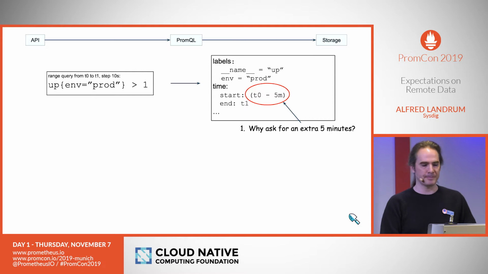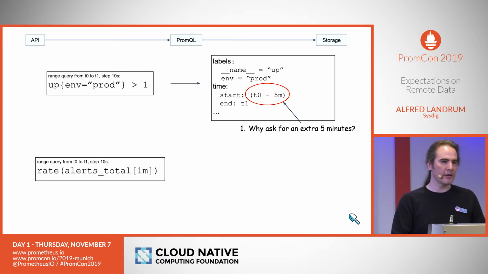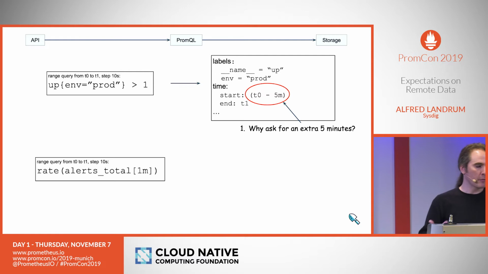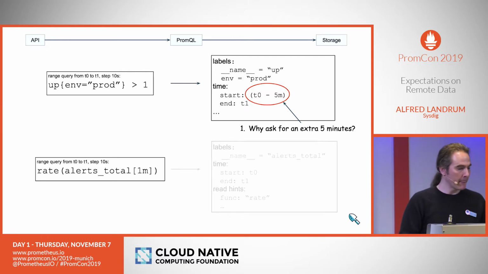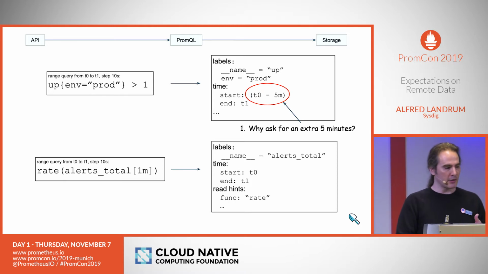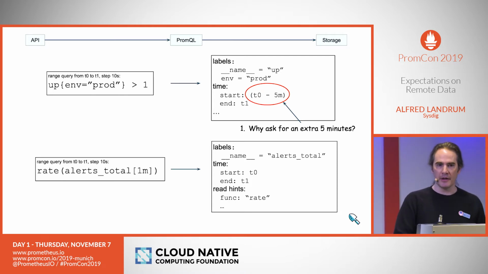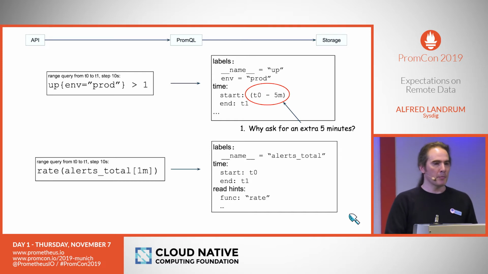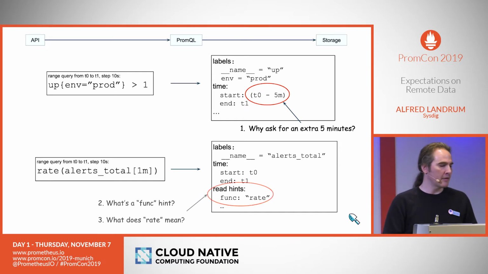And what does it mean for people like us that are trying to make PromQL work with some existing data? A second example here is, again, another range query. This time it's running a rate over a specific metric. If you look at what the storage layer sees out of that request, you see the name matching. This time you see the start and end times, T0 and T1, actually match up. But then you also see this other interesting section called read hints. So the second and third topics I'll talk about are: what's a func hint, and why is that information being passed along? And then what does rate mean, why is that passed along, and what's the implication for the storage layer to respond?